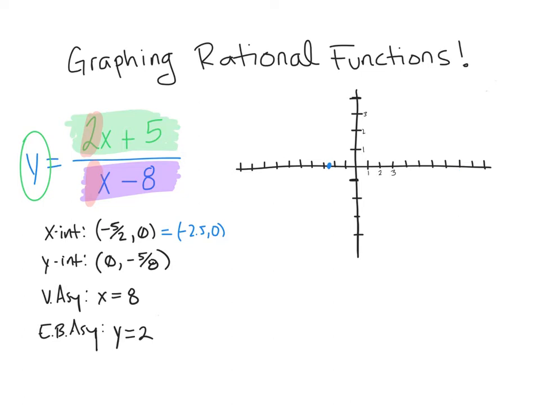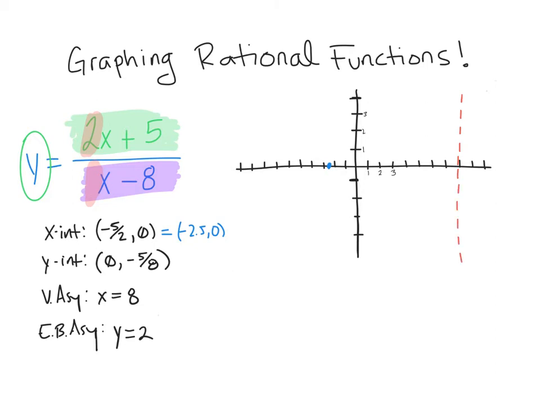Okay, so I'm going to put a vertical asymptote. I'm going to use red for my vertical asymptote. Well, that's not very good. It needs to be a dotted line. So at 8, 8, 8, 8. Okay, good.